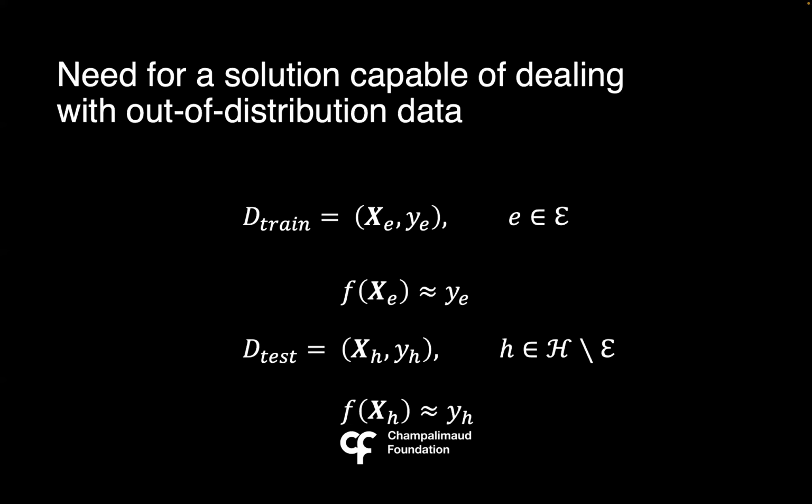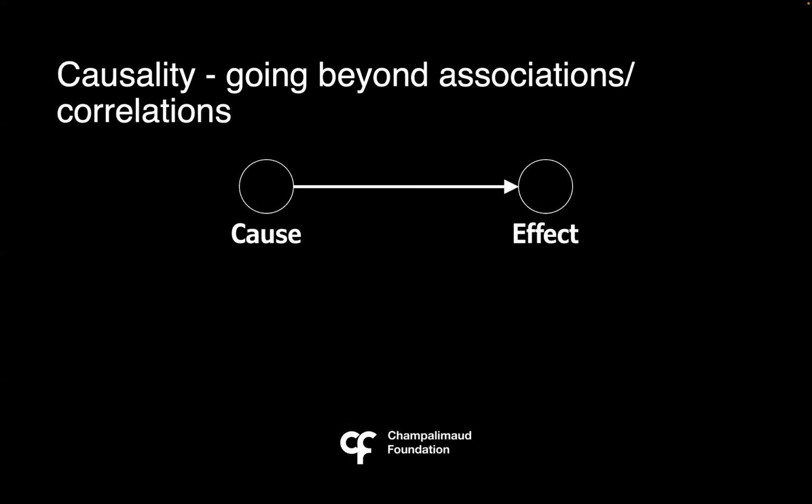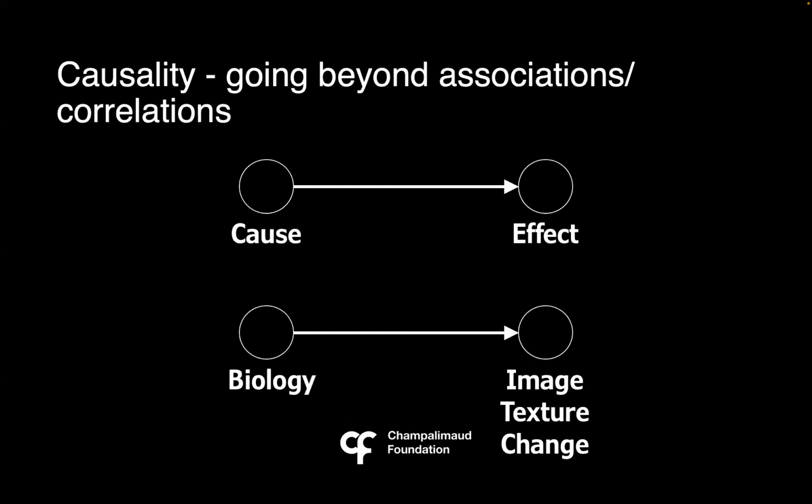One other thing that we need to understand is that whenever we look at causality, we have a cause that leads to an effect. And if we think about what medical imaging is doing, it's actually looking at the biology, or trying to get a grasp of the biology through an image. And if there is a change in biology, what we assume is that there is going to be a change somewhere in the image that can be a texture. This is in the context of radiomics.